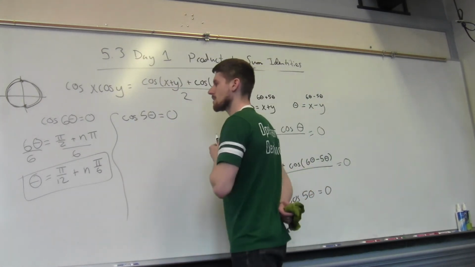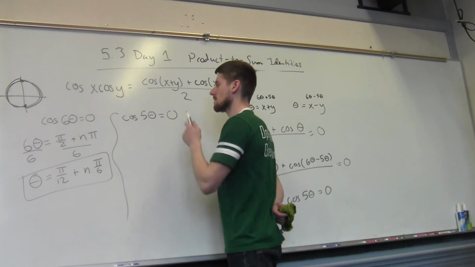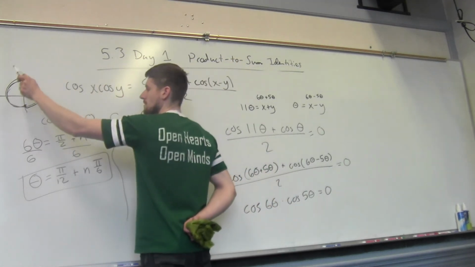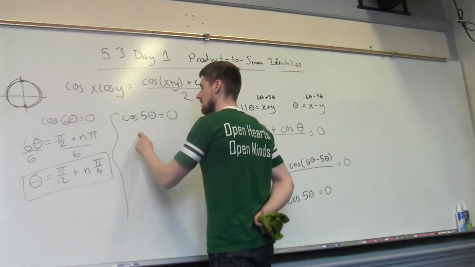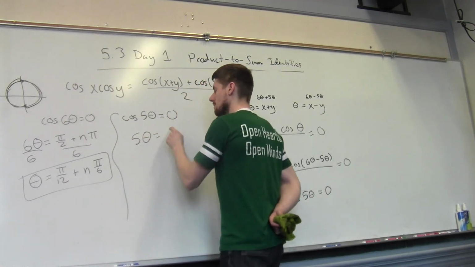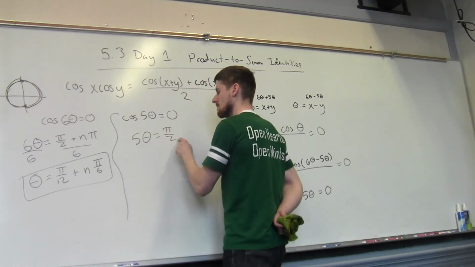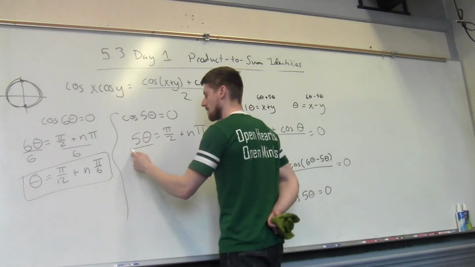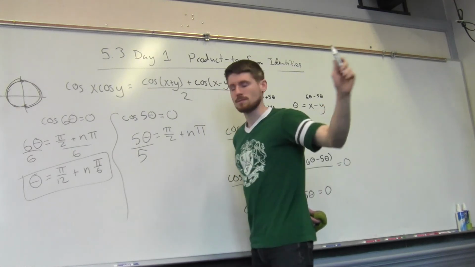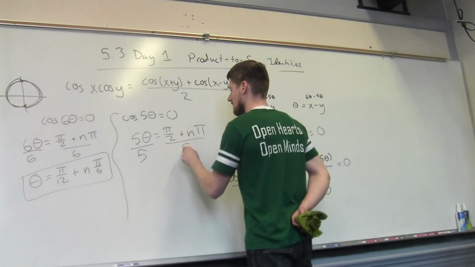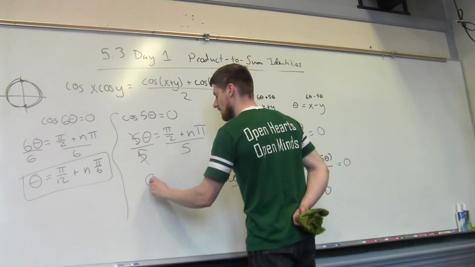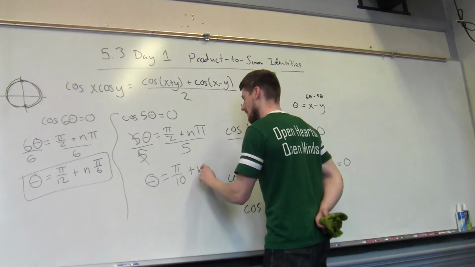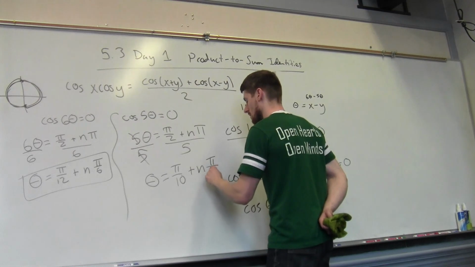Over here, when is the cosine of 5 theta equal to 0? Again, same idea. 5 theta needs to be pi over 2 plus a multiple of pi. So we have 5 theta equals pi over 2 plus n pi. Divide both sides by 5, and you get theta equals pi divided by 10 plus n pi over 5.